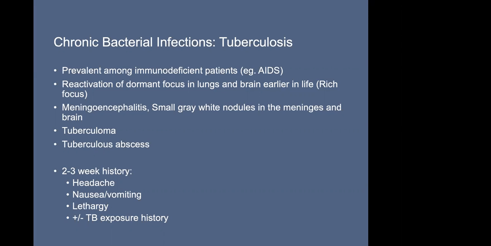So in our childhood, when we get infected, in the lungs we have the Ghon focus, and in the brain, small dormant foci are present that are called Rich foci. When they are reactivated due to immunosuppression or otherwise, tuberculous bacteria usually cause meningoencephalitis. That shows as small gray-white nodules in the meninges and in the brain. They can also cause a tumor-like mass called tuberculoma and a frank tuberculous abscess.